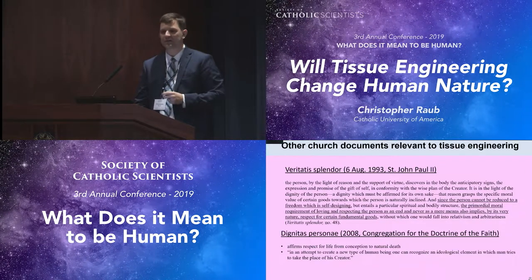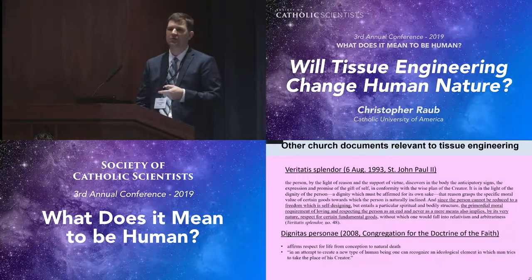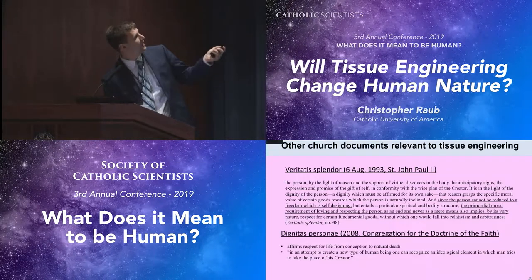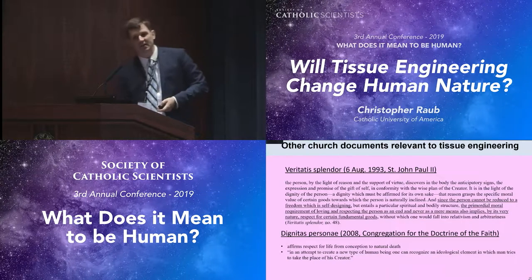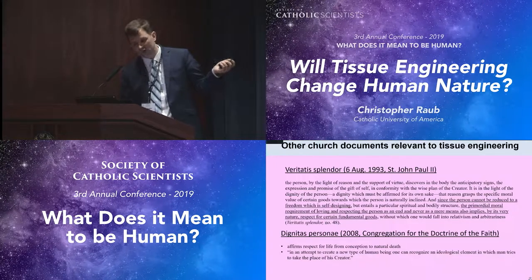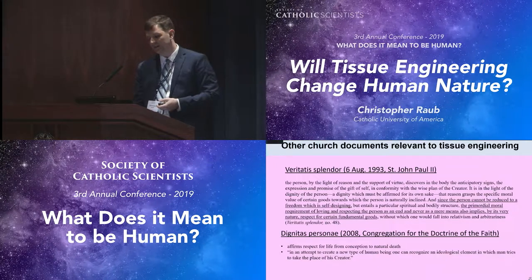I want to just end with showing some more recent church documents that really suggest the nature of our human nature could be changed by tissue engineering if you attempt to improve upon or perfect the natural form of man. That's shown in Veritatis Splendor. A freedom which is self-designing is something that the person can't be reduced to, according to St. John Paul II. And in Dignitas Personae, if you attempt to create a new human being, this can be recognized as an ideological element in which man tries to take the place of his creator.